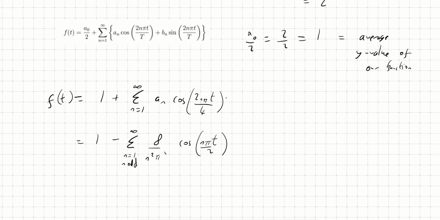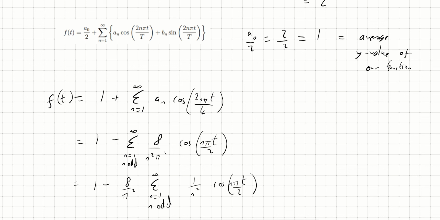We can simplify this a little bit. Let's bring the constant 8 over pi squared outside. This is 1 minus 8 over pi squared, sum from n equals 1 to infinity, n odd, 1 over n squared cos n pi t over 2. Okay. Hopefully I haven't made any mistakes there. It's quite easy to make mistakes in this thing.